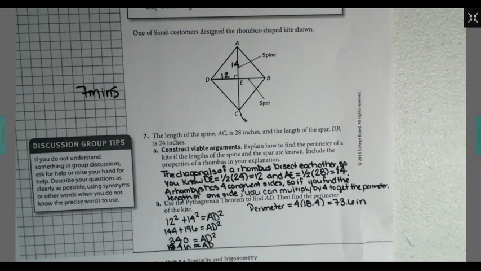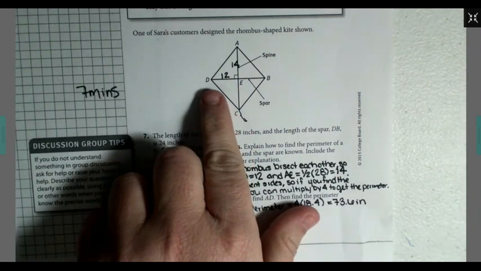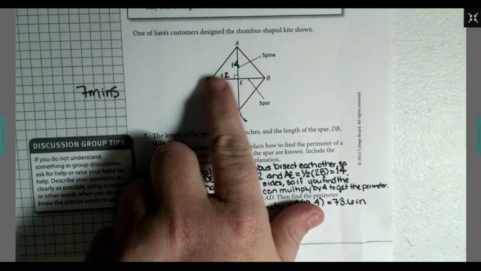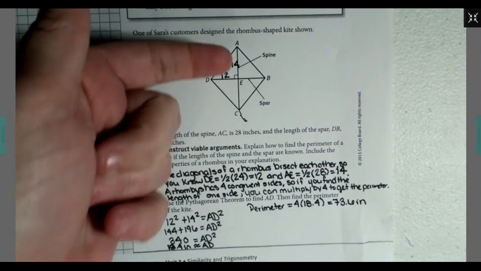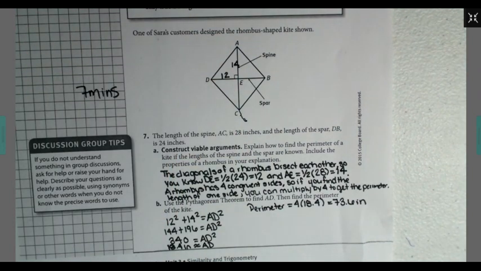All right. As you recall, back in Unit 2, we learned a couple of things about rhombuses. We know that the diagonals bisect each other. So that means that this full length is cut into 2 equal pieces. AC's full length is cut into 2 equal pieces.